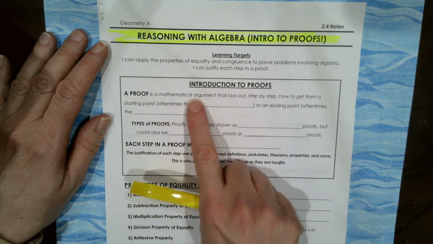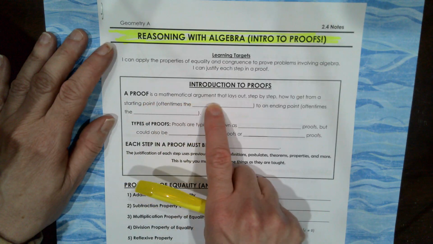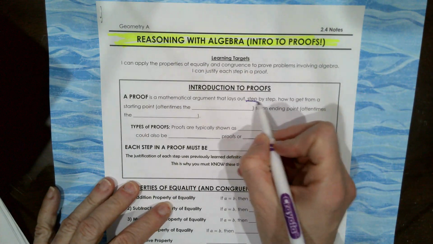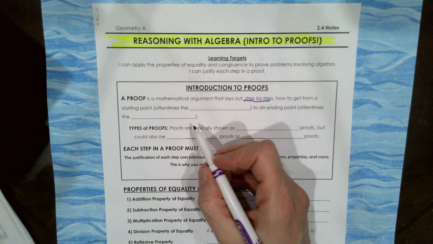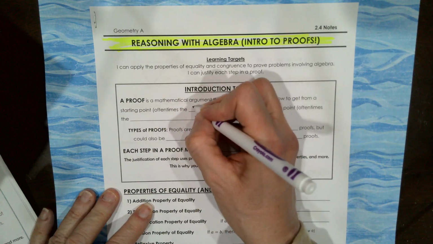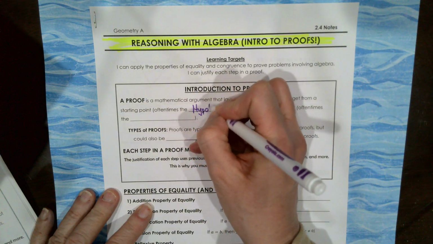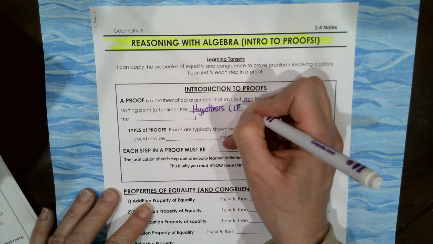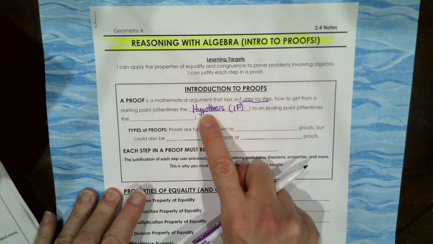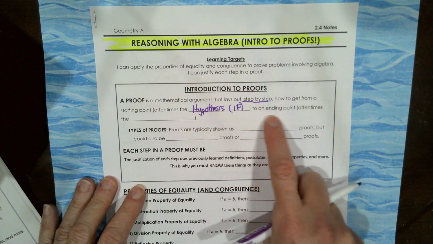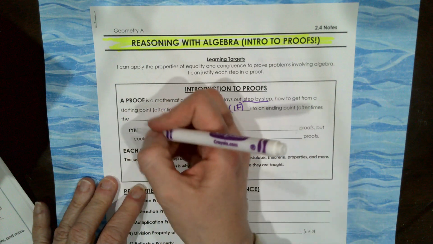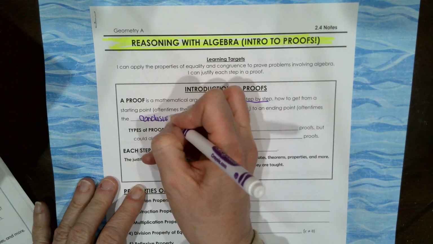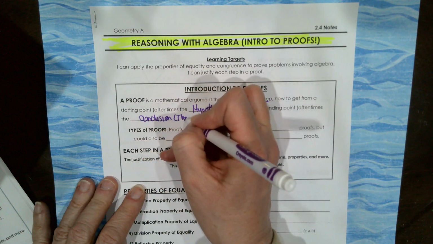Okay, so first of all, what is a proof? A proof is a mathematical argument that lays out step by step how to get from a starting point, which is usually your hypothesis. Now remember, with a hypothesis, there's no "if" in there, but that's basically the if part of the statement, or it might say given, okay? To an ending point, which is often the conclusion, which is the then part, okay?